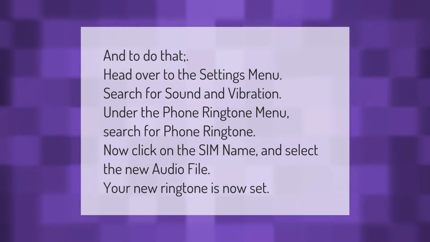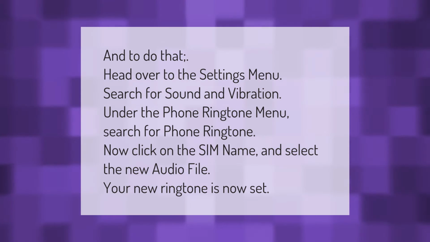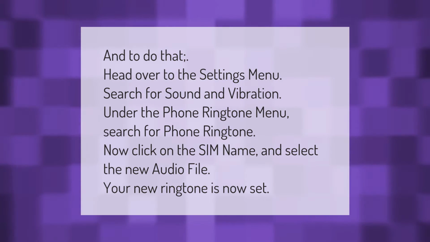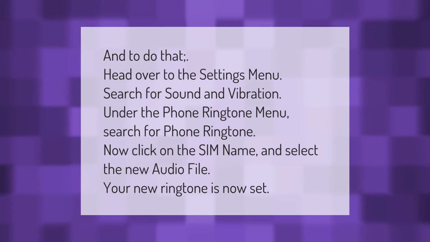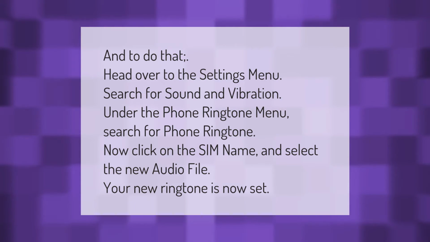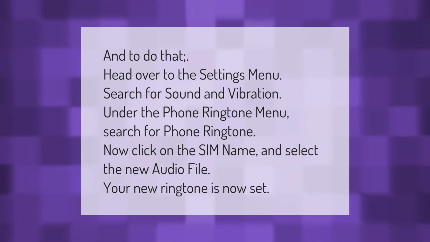And to do that, head over to the Settings menu. Search for Sound and Vibration. Under the Phone Ringtone menu, search for Phone Ringtone. Now click on the SIM name, and select the new audio file. Your new ringtone is now set.